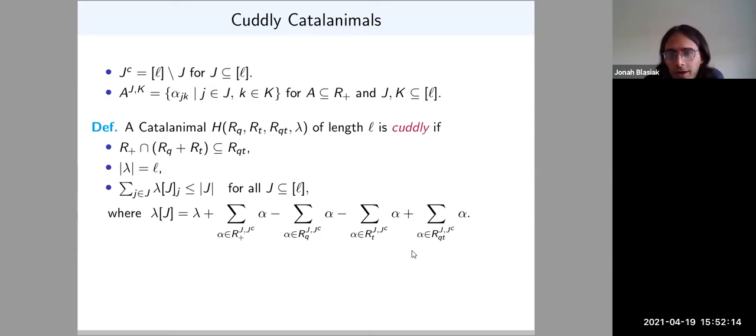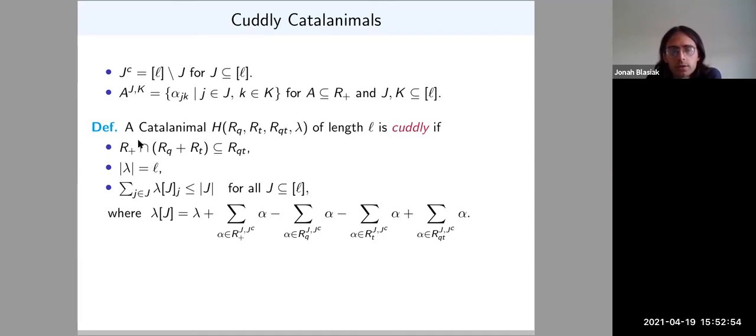All right, so we're going all out with the animal theme here. We say that a Catalanimal of length L is cuddly if it satisfies the following three conditions. This is one of our key definitions for combinatorializing the shuffle algebra. Let me explain some of this notation. If we have a subset of roots A, we let A^{JK} denote the roots that go from the set J to the set K. That's what this notation is down here.